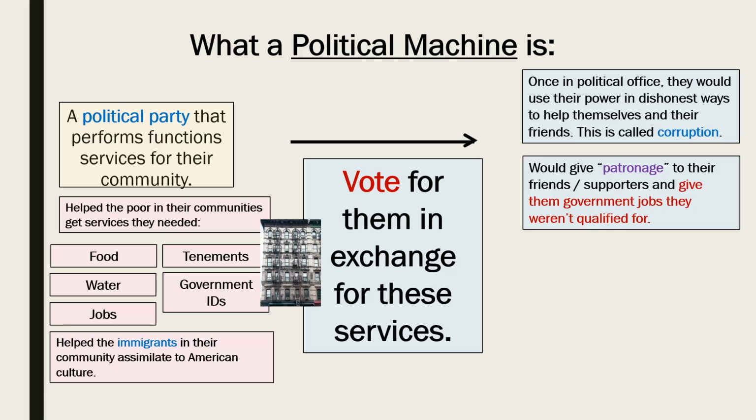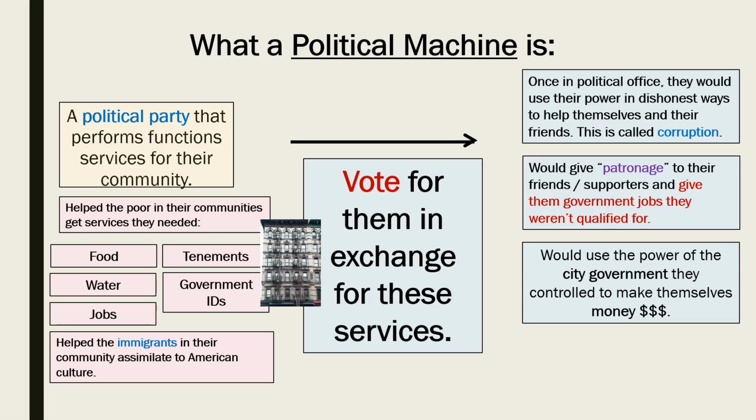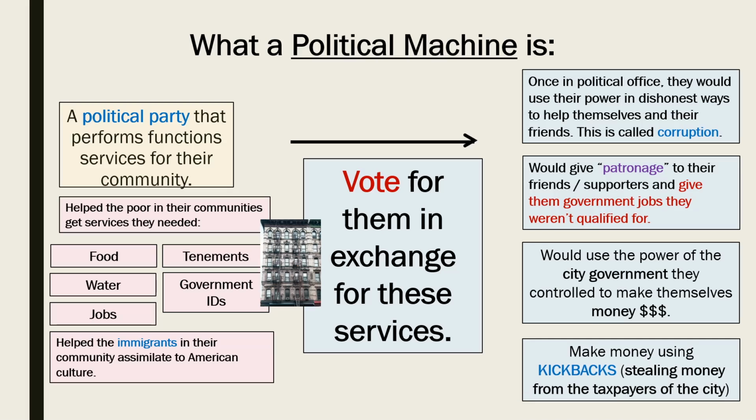Another sign of corruption. The main part of a political machine, however, is that they're going to use the power of the government they are now in charge of to make themselves money and more powerful. We'll look at how that works in a second. The way they're going to make this money to help keep their power in the government is through what we call kickbacks.